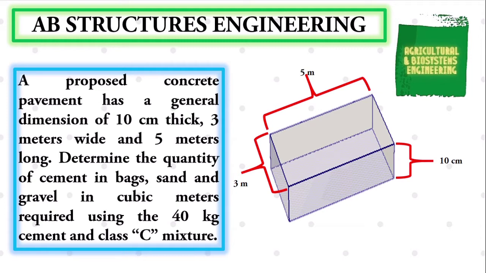A proposed concrete pavement has a general dimension of 10 centimeters thick, 3 meters wide and 5 meters long. Determine the quantity of cement in bags, sand and gravel in cubic meters required using the 40 kilograms cement and Class C mixture.